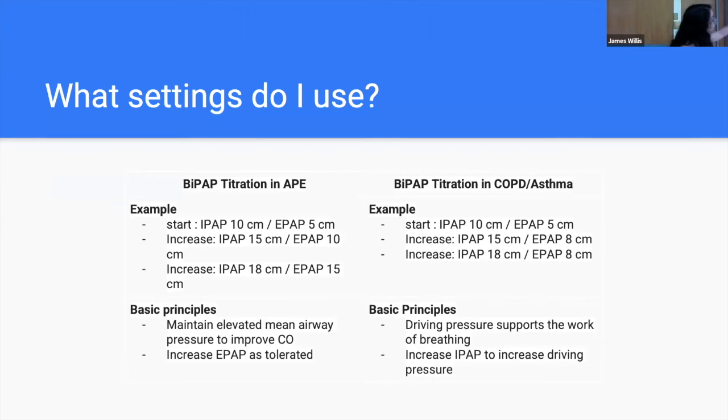So then again, another example of titrating the settings. Here you're basically changing your IPAP to try to maximize your driving pressure. And something also is that we're talking about IPAP and EPAP here mostly, but you also can always change your FiO2 as needed.